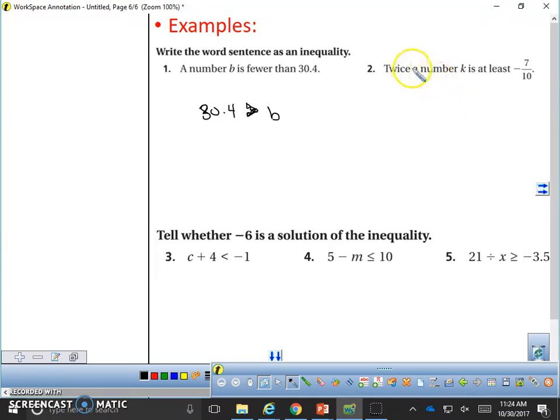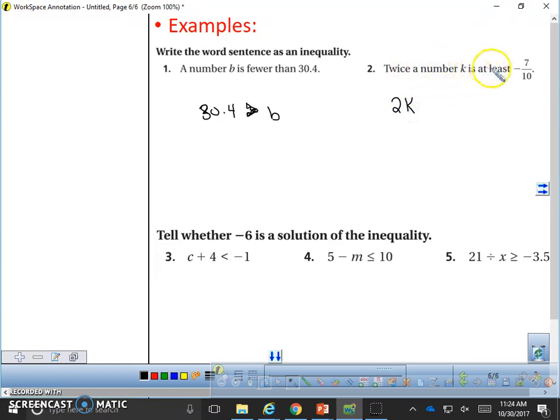Okay, number two. Twice a number k, so 2 times k, is at least negative 7.10. At least. The smallest number 2 times k can be is negative 7.10. So 2 times k is bigger, eating the bigger number, and at least, so it can be that number as well.